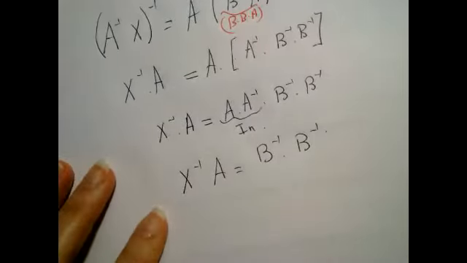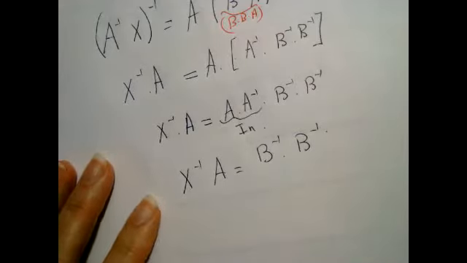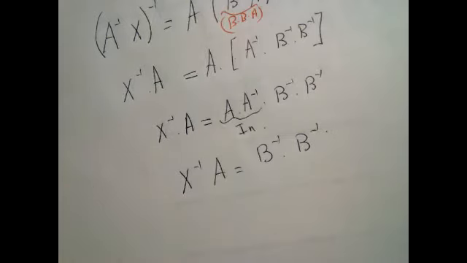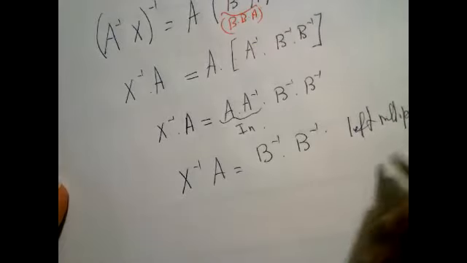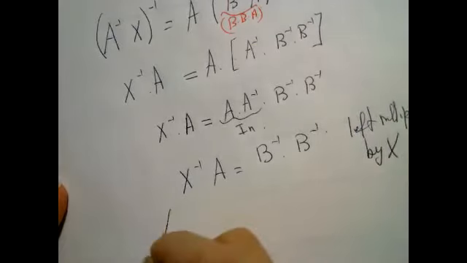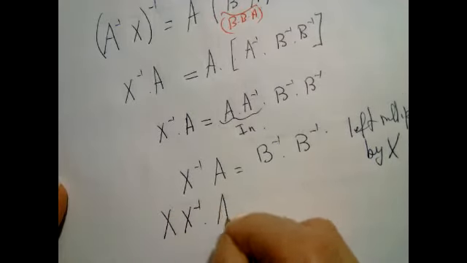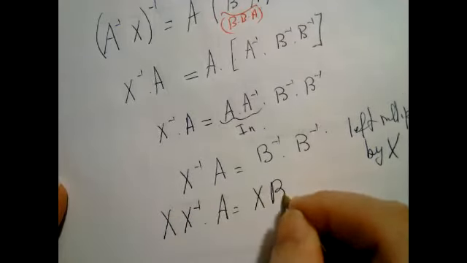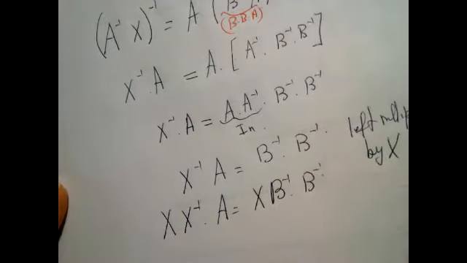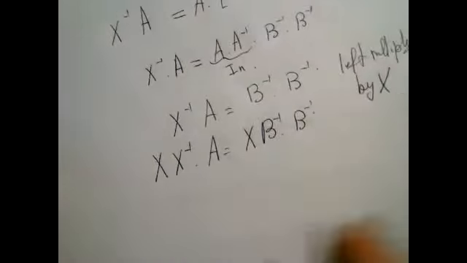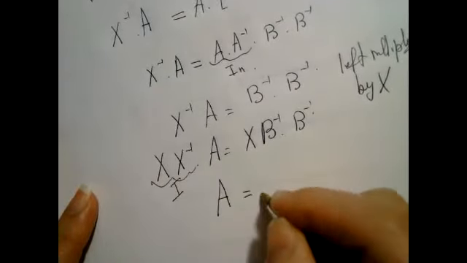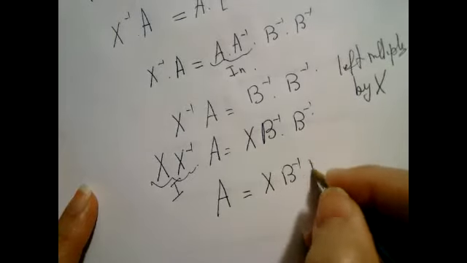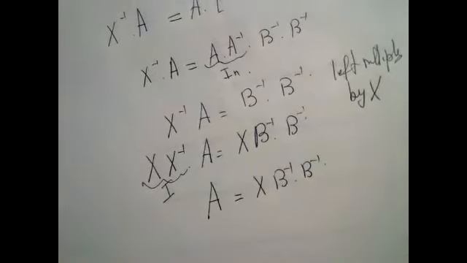Proceed. And then I left multiplied both sides by X. And the X times X inverse became the identity again, which left just A on the left side. And the right side became that, yes.